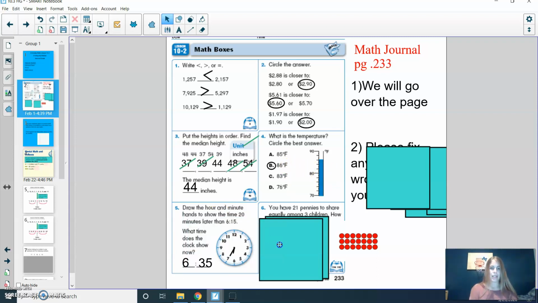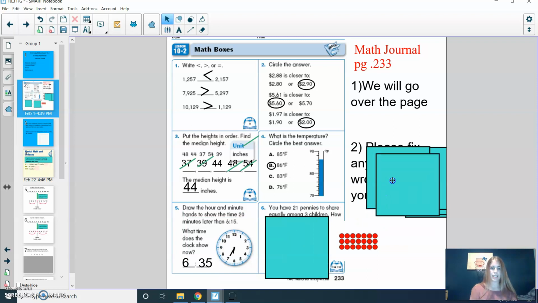Draw the hour and minute hand to show the time 20 minutes later than 6:15. I know that 6:15 plus 20 more minutes would get me to 6:35. Showing that on my clock, I have my shorter hand, my hour hand, in between the 6 and the 7, and my minute hand, the longer hand, is right on the 7, showing the time 6:35.